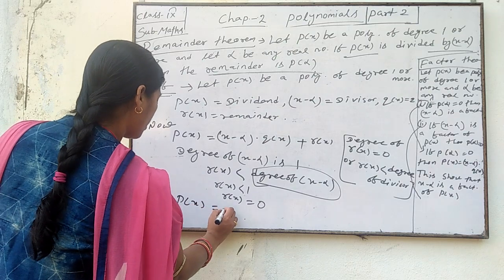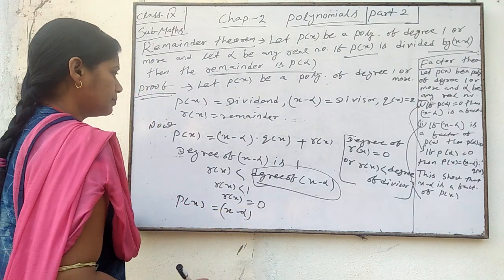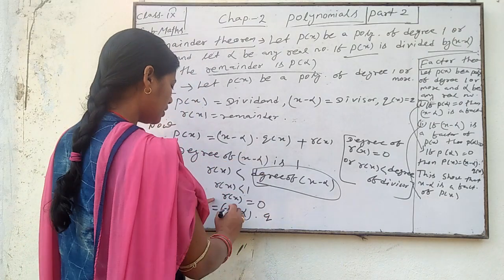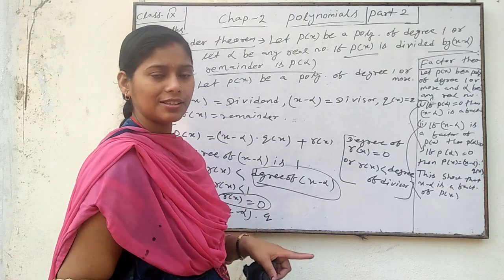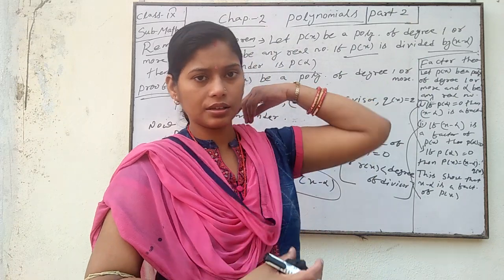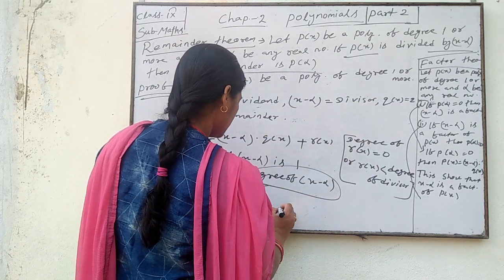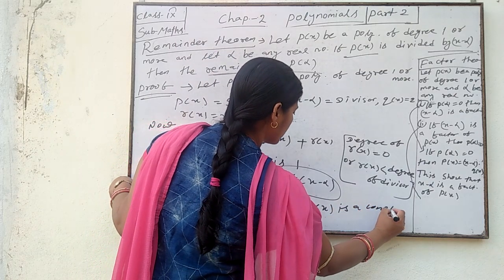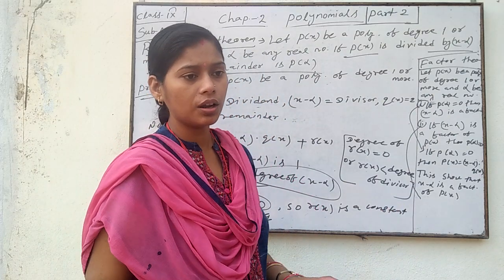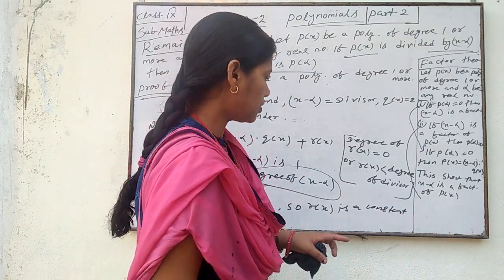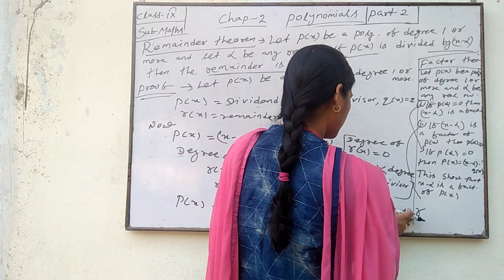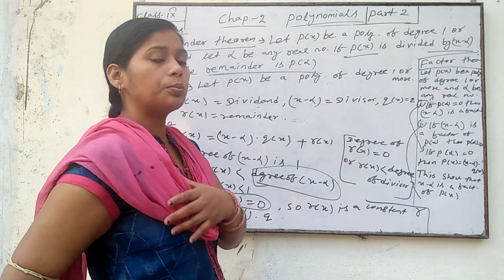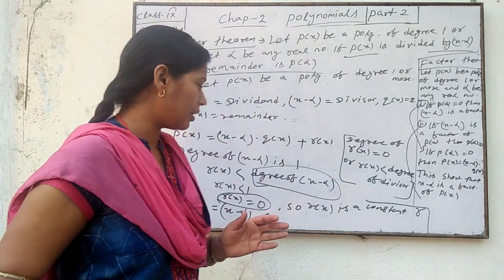Now p of x is equal to x minus alpha into q of x plus r of x. Here r of x is a constant, so we say this constant is r. Clear? Now putting x equal to alpha.